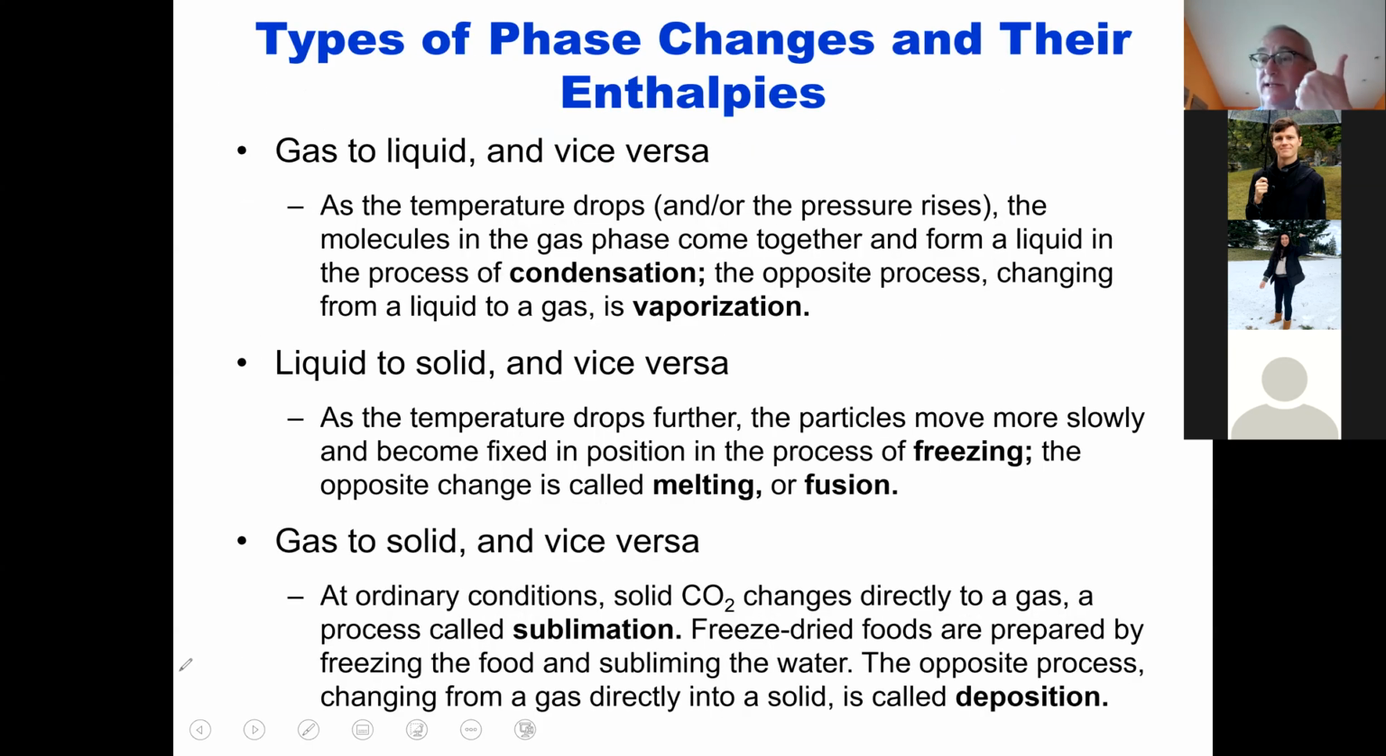So we looked at these phase changes and we looked at the enthalpies. So I'll just go through this rather quickly. So we've seen that gas phase comes back into a liquid, call that condensation. The opposite of that is vaporization. And so the enthalpy of condensation, you remember, is that going to be positive or negative? Is that going to be endothermic or exothermic?